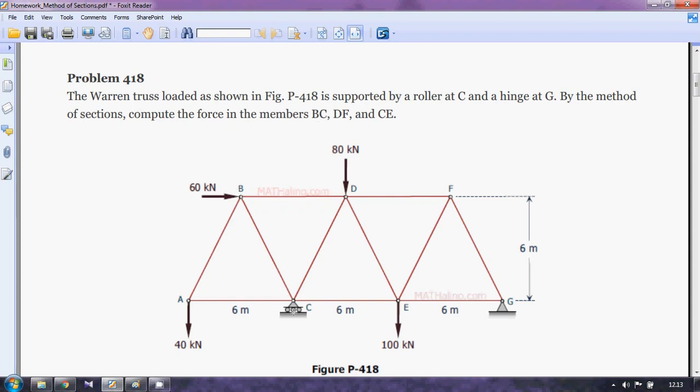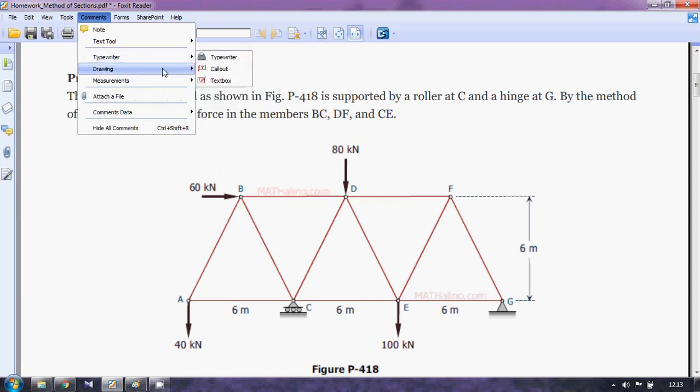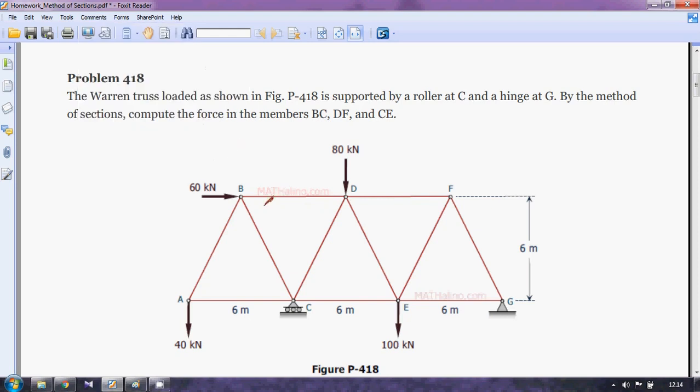So these member forces you have to determine: BC, DF and CE. Let me mark it. These three member forces you have to determine. Method of sections is very helpful in this case, because here it is not asked to determine all of the member forces. If it is said that, then it will be better if we use method of joints.